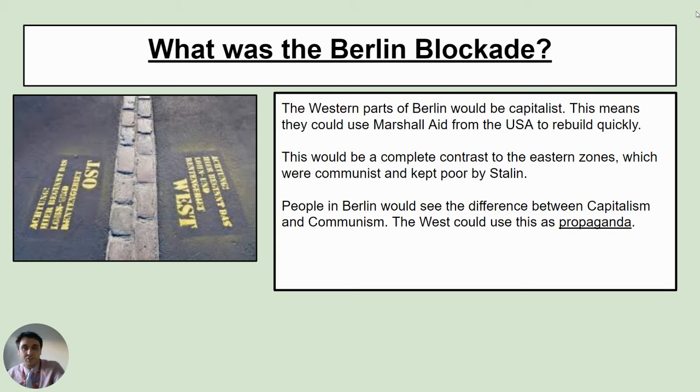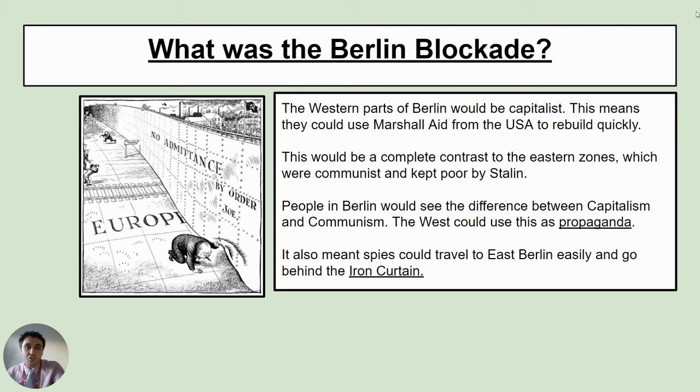People in Berlin would see the difference between capitalism and communism. The West could use this as propaganda. The West could put a lot of money into Western Berlin, build it up so it looked fantastic, lots of jobs for everyone, lots of money, and then people would compare it to the Eastern side, where Stalin was saying communism was better. Well, it clearly wasn't.